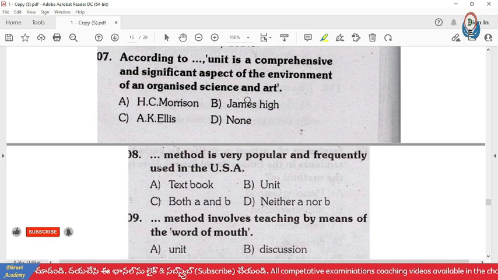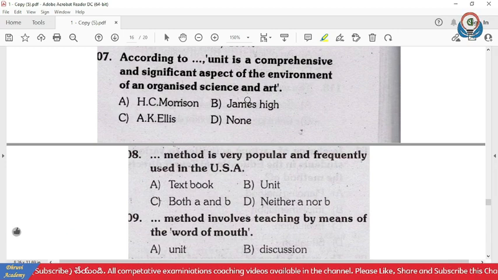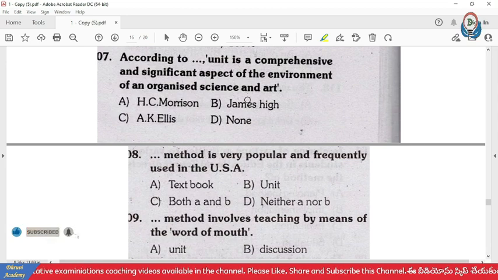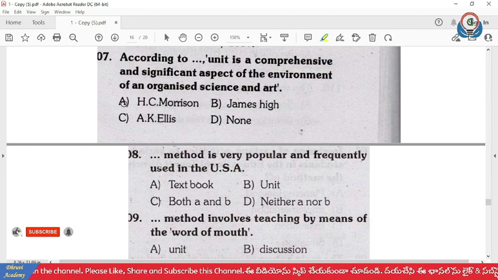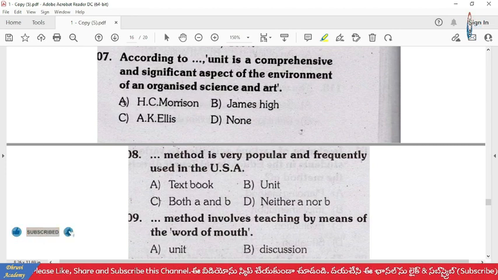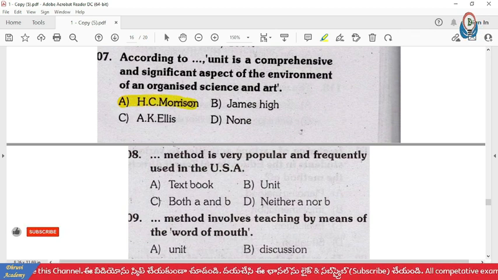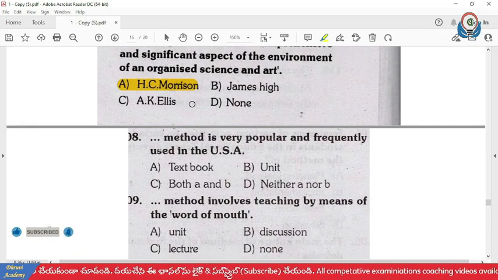According to dash, a unit is a comprehensive and significant aspect of the environment of an organized science and art. Is it A. H.C. Morrison, B. James High, C. A.K. Ellis, or D. none? Which is the right answer? The answer is H.C. Morrison, according to him.